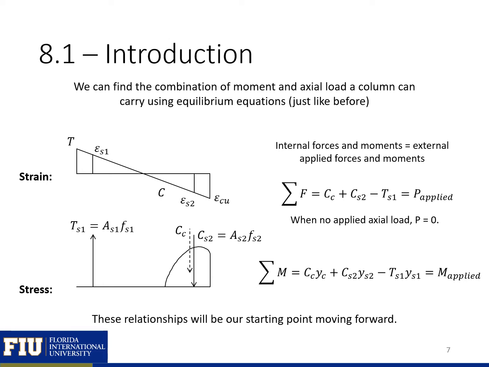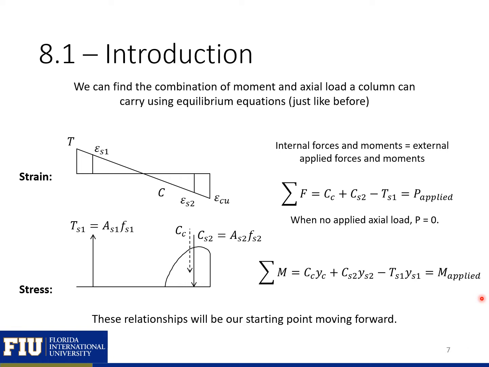We can develop these moment axial interaction diagrams using the same tools that we used in flexure. So we can find any combination of moment and axial load just by using our equilibrium equations, our compatibility relationships, and our constitutive laws. We'll sum, in general, our internal forces and moments equal to our external applied forces and moments. Where before in our pure flexure members we had the summation of our forces equal to 0 because we had no applied load, now we'll have an applied axial load. So we sum our compression forces and our tension force and set it equal to our applied axial force.